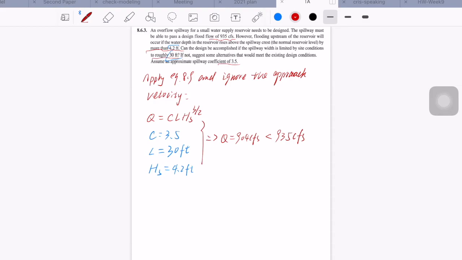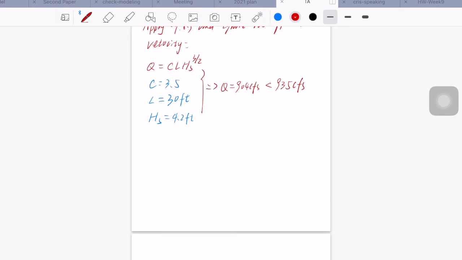So we need to give some alternatives that meet the existing design conditions. So there are two methods. The first method, we can determine the length of spillway that is needed.